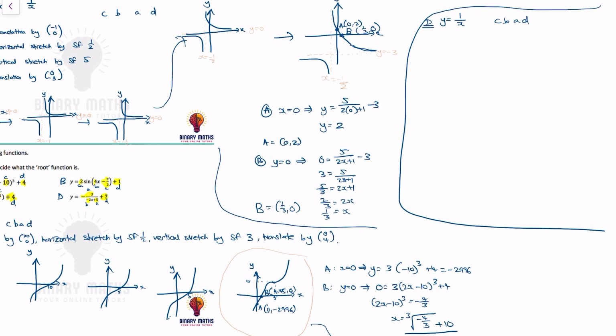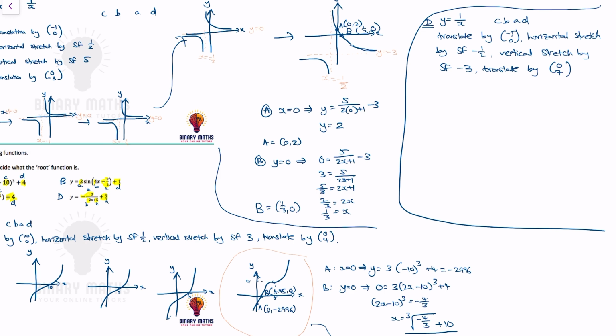So the first thing we need to do is C, which is +5, which means it's a translation in the x direction by -5, 0. Then we need to do B is -2, so it's a horizontal stretch by scale factor -1/2. Okay, then it's A, which is -3, so it's the vertical stretch by scale factor -3, and then D is +7, so translate by 0, 7.